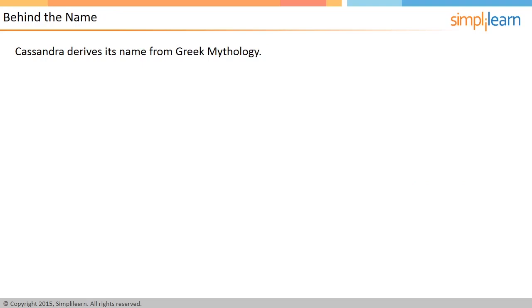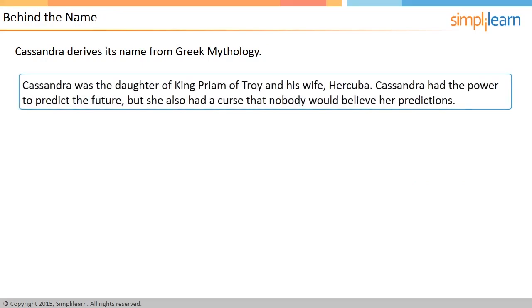Cassandra derives its name from Greek mythology. Cassandra was the daughter of King Priam of Troy and his wife Hecuba. Cassandra had the power to predict the future, but she also had a curse that nobody would believe her predictions. True to its name, the Cassandra database holds a lot of promise for the future, but suffers from many limitations as well.